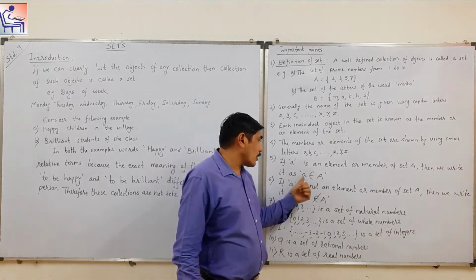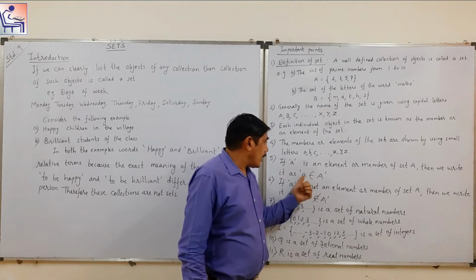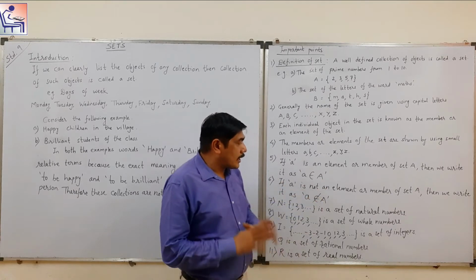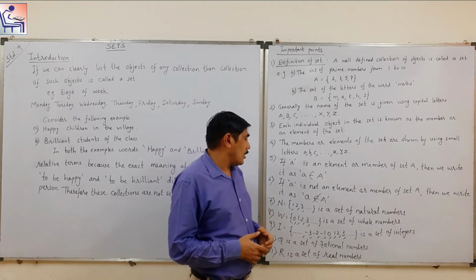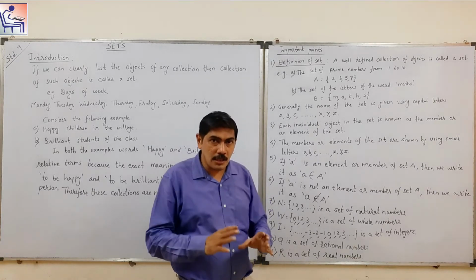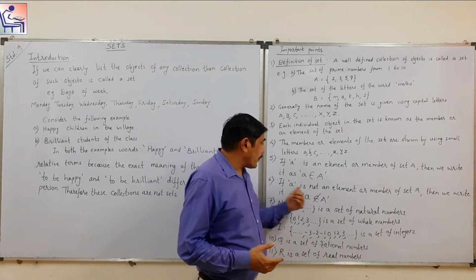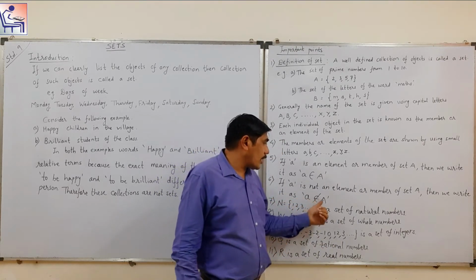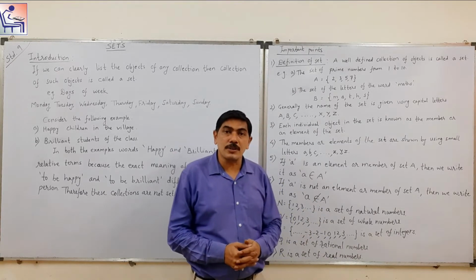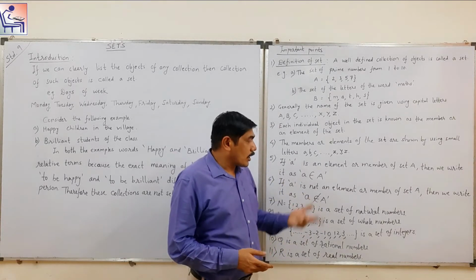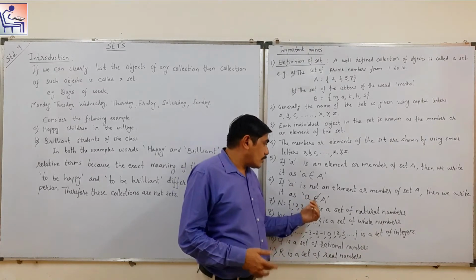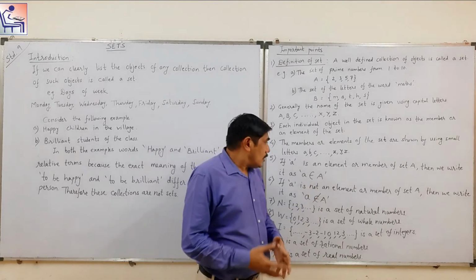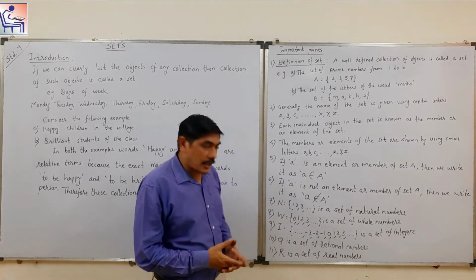How will we read this? a is an element of set A. If I want to say that a is not in that set, how would I say it? If a is not an element or member of set A, then we write it as a is not an element or member of set A. Here you can see this is the sign of 'is not an element of', and this is 'is an element of'. Then we will see the next point.